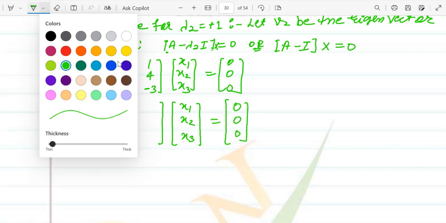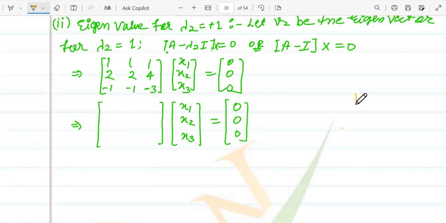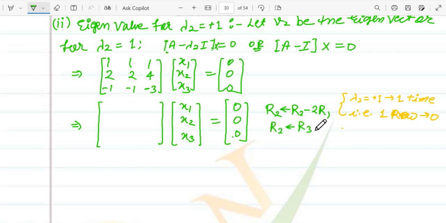फिर से वही देखिए, lambda 2 is equal to plus 1 टाइम लिखी हुई है. इसका मीनिंग ये है, 1 रो क्या होगी, 1 रो क्या बनेगी, 0 बनेगी, राइट. इसके लिए रो रिडक्शन लगा लेते हैं हम. क्या लगाने भाई, R2 is replaced by R2 minus 2 R1 and R3 is replaced by R3 plus R1, right?